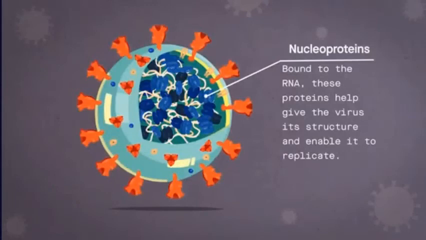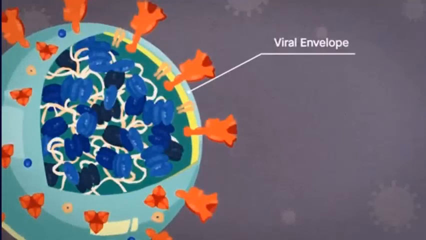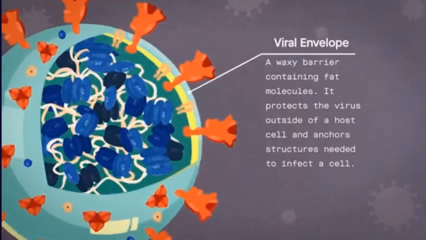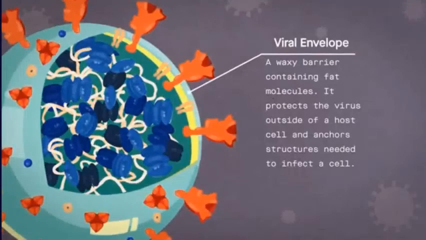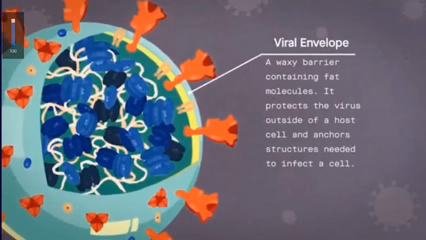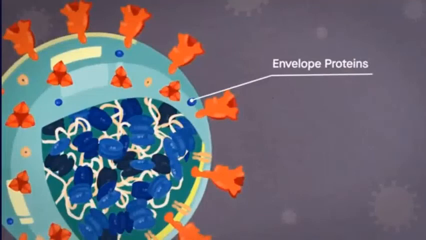replicate. Encapsulating the RNA genome is the viral envelope, which protects the virus when it is outside of a host cell. This outer envelope is made from a layer of lipids, a waxy barrier containing fat molecules. As well as protecting the precious genetic cargo, this layer anchors the different structural proteins needed by the virus to infect cells. Envelope proteins embedded in this layer aid the assembly of new virus particles once it has infected a cell.